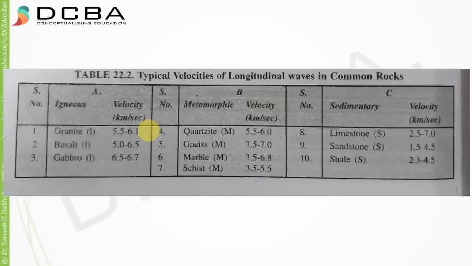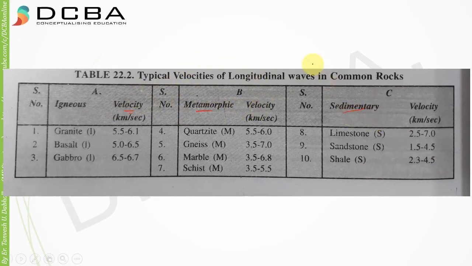Alright, so the typical velocities of longitudinal waves in common rocks: it is generally seen that the denser the rock is, the higher the velocity through it. We generally know that igneous rocks are of very dense nature. They have a densely packed structure and a finely crystallized structure. So in igneous rocks you will get the velocity to be higher than in metamorphic and sedimentary rocks.